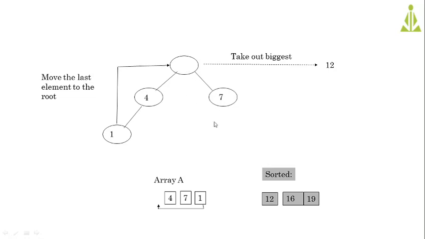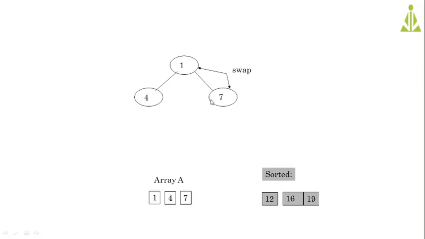So what is next? 1, 4, 7. Here also the same thing. What is the thing here? 7 is greater than 1, so we need to swap this. When we swap, 7 will be at the top, and 4 and 1.